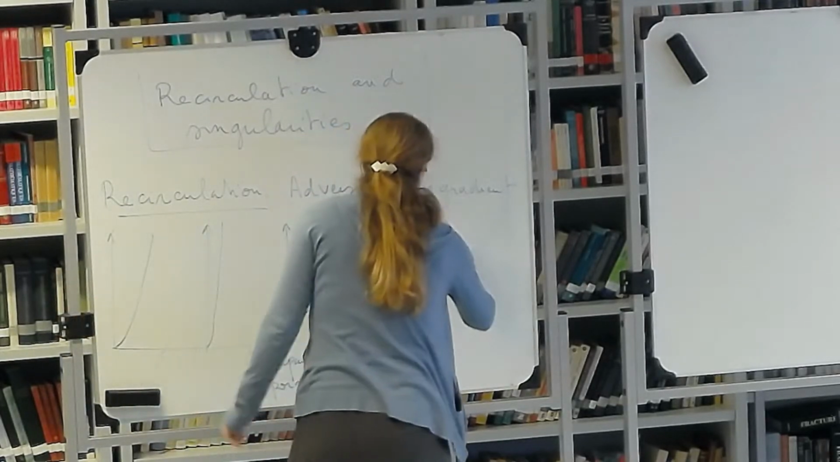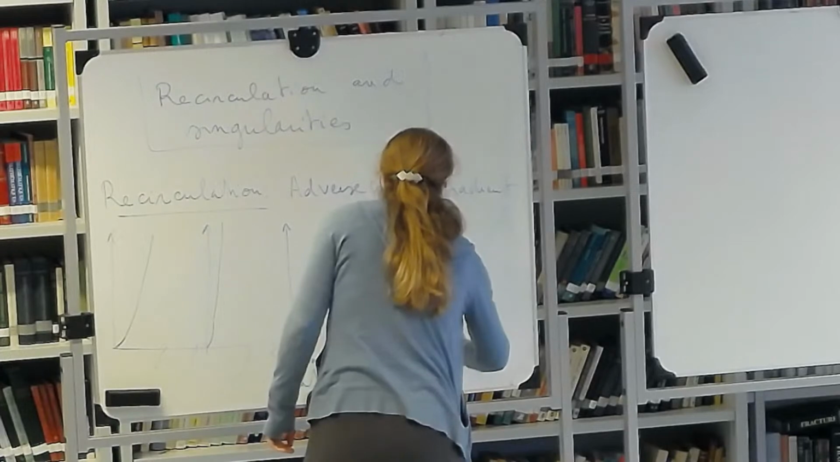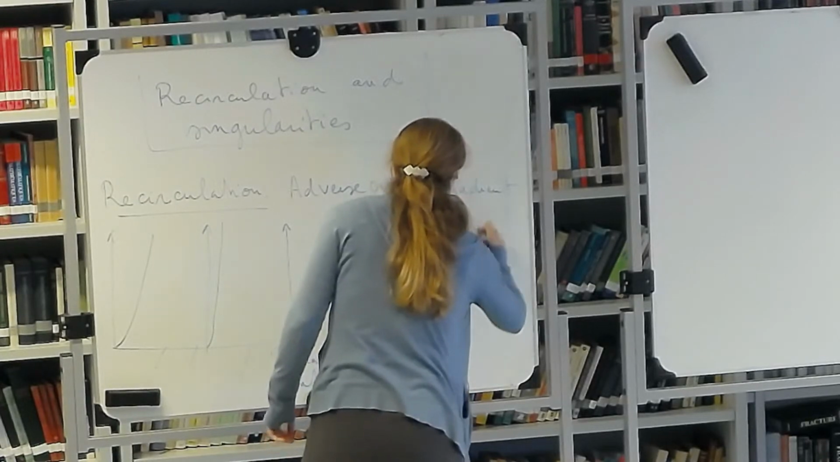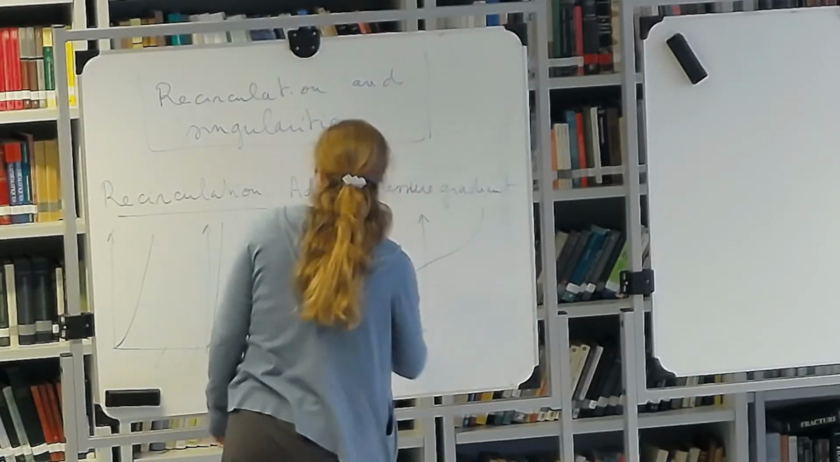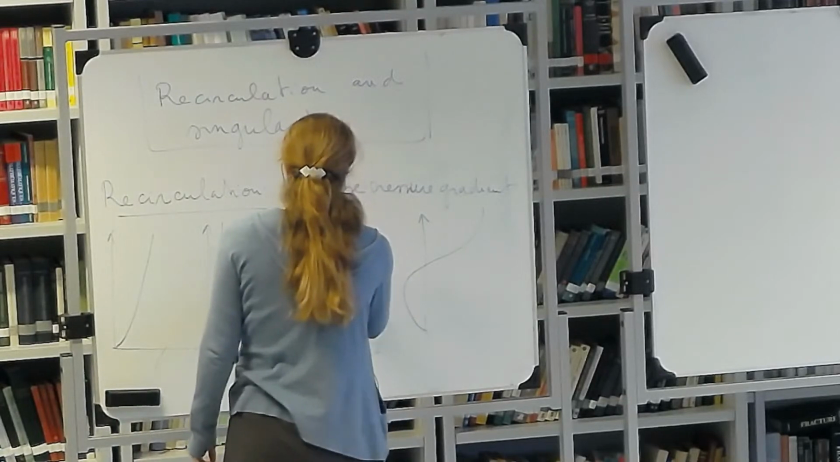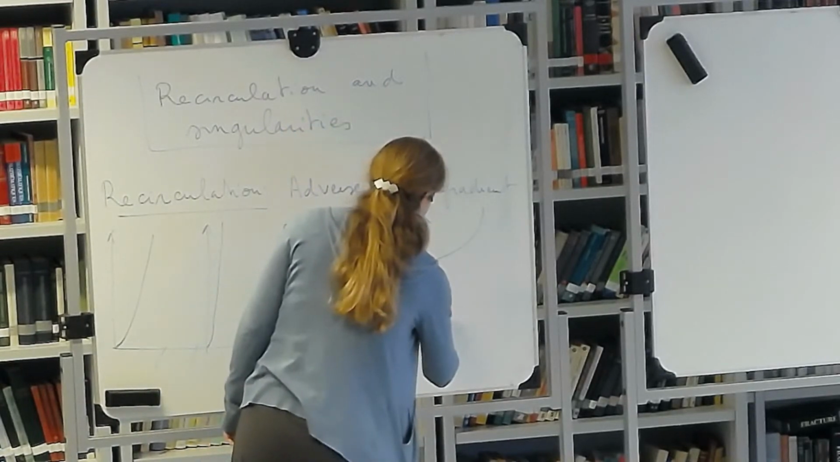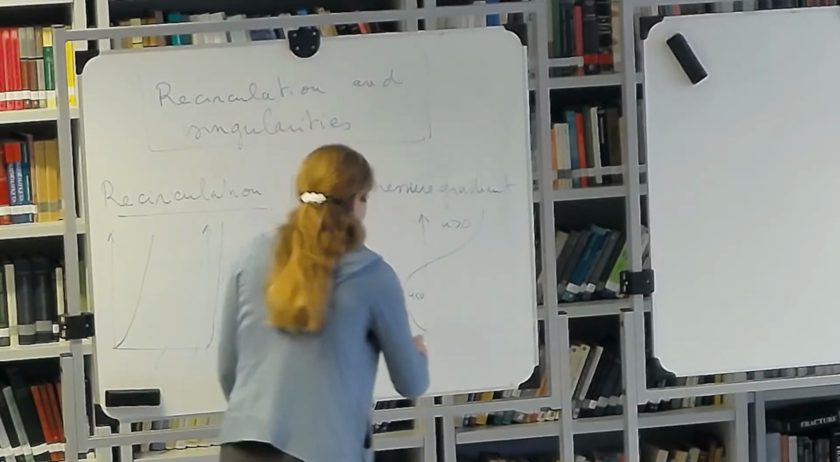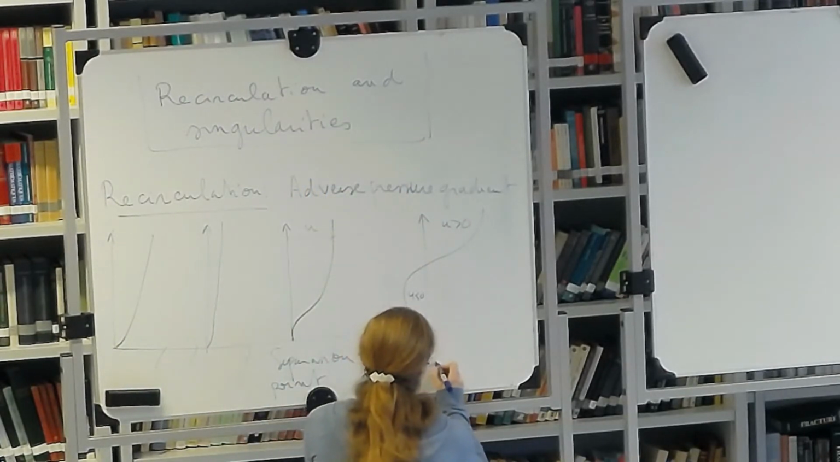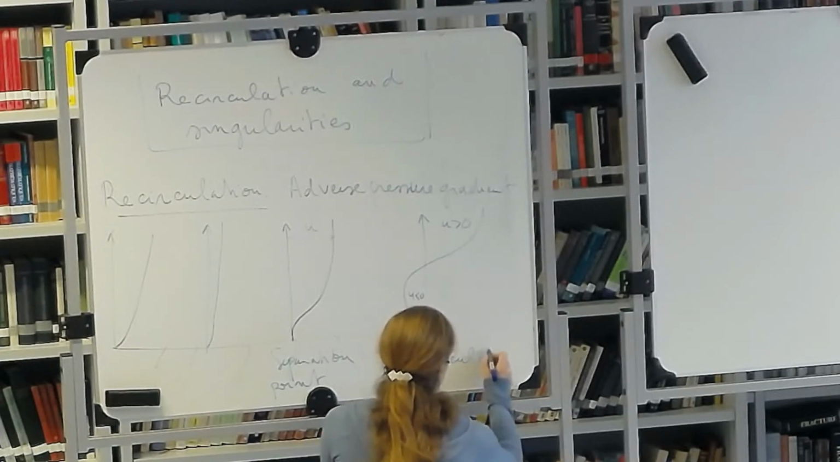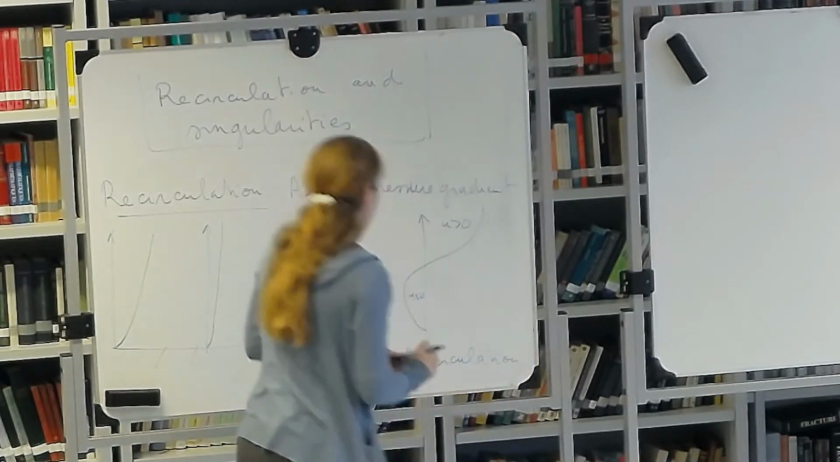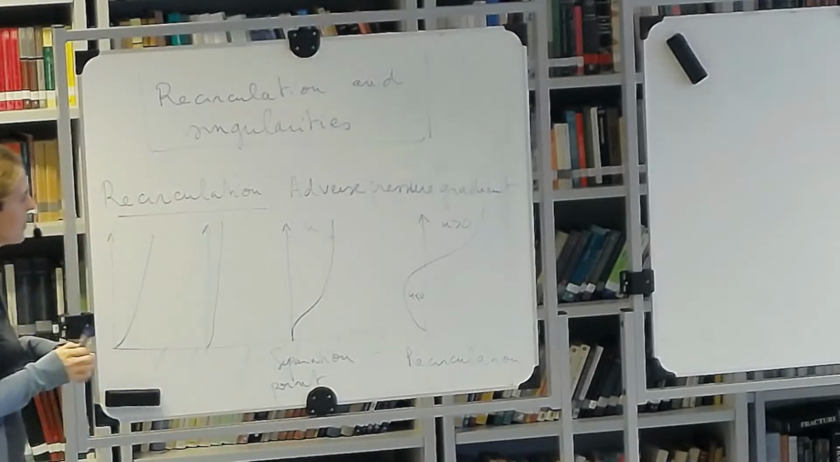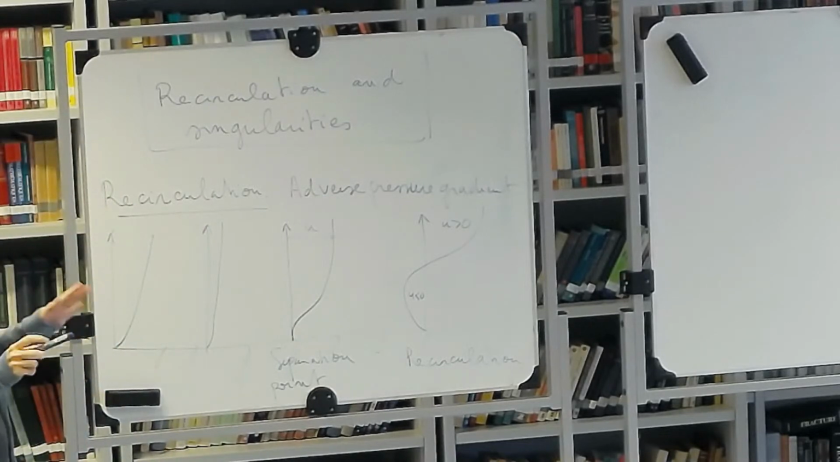And then when you move further along, what you have is a recirculation bubble. Okay, so here, this is my velocity u, and here you have a zone in which u is negative, and here u is positive. Okay, so here you have recirculation.